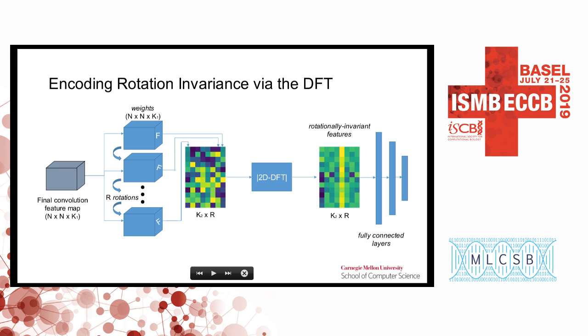So this has the property that if I rotate this input convolutional feature map, it's equivalent to just shifting the order of these matrices, or to just circularly shifting this output matrix here, which is the desired property. And then if we pass it through the 2D DFT and take the magnitude, we have a rotationally invariant space here, which we can then feed into subsequent fully connected layers.